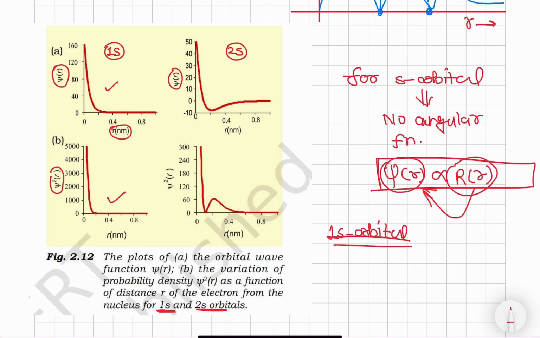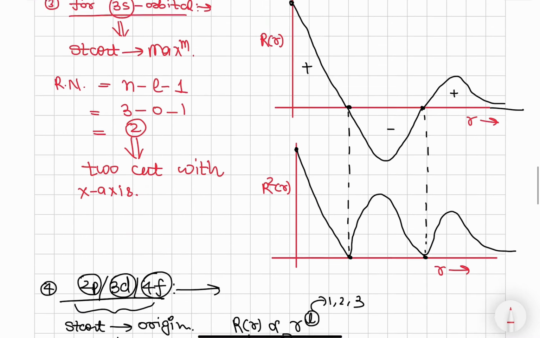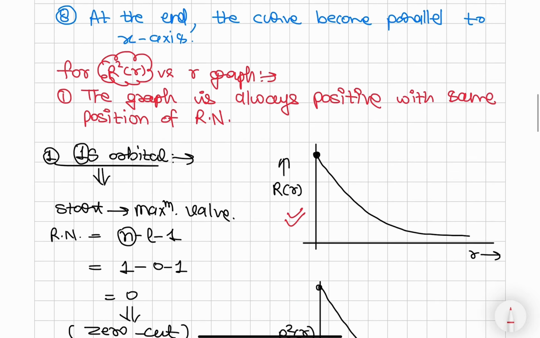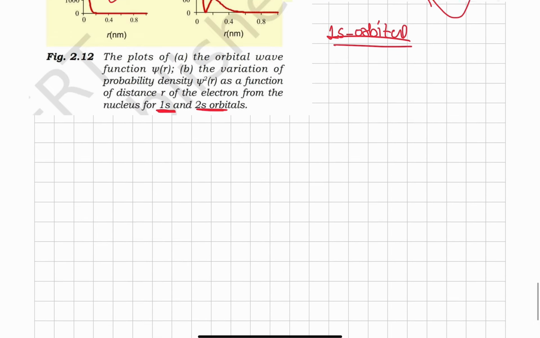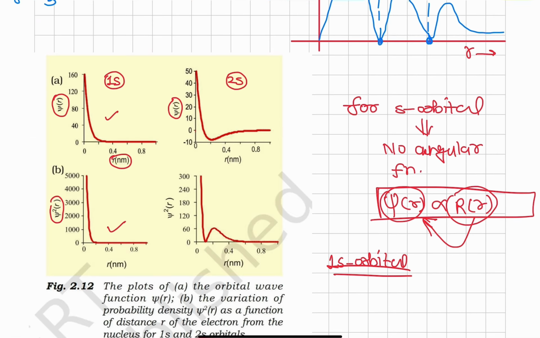But the turning point is in the 2s graph. If you see our graph for 2s orbital, you can see this. The graph goes from origin, changes sign and becomes parallel to x-axis, and this is the r square. But here you can see the graph for 2s orbital. Here is the turning point for you. What is the turning point? The graph you are seeing is not matching with our graph.